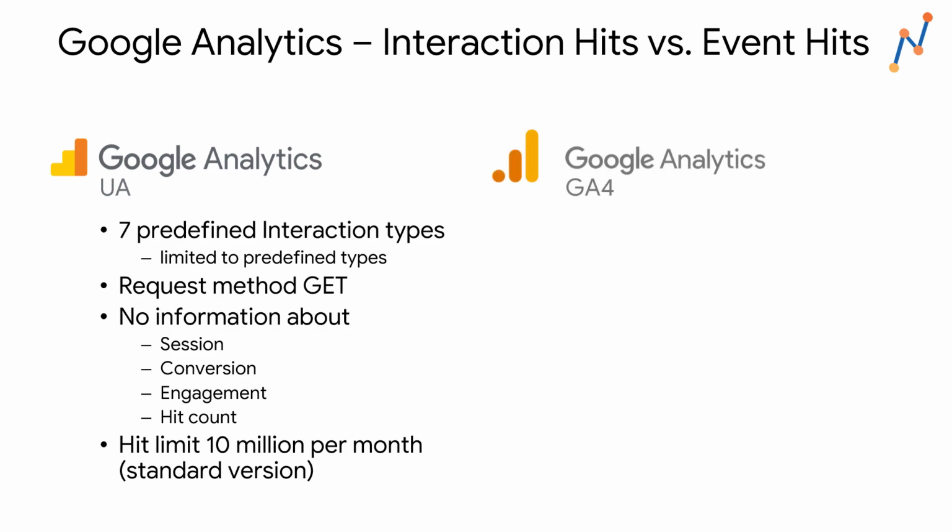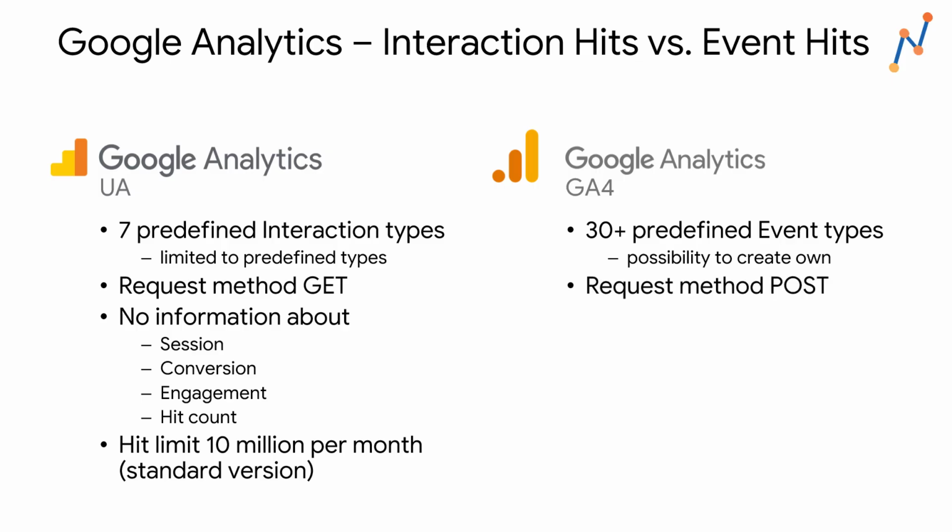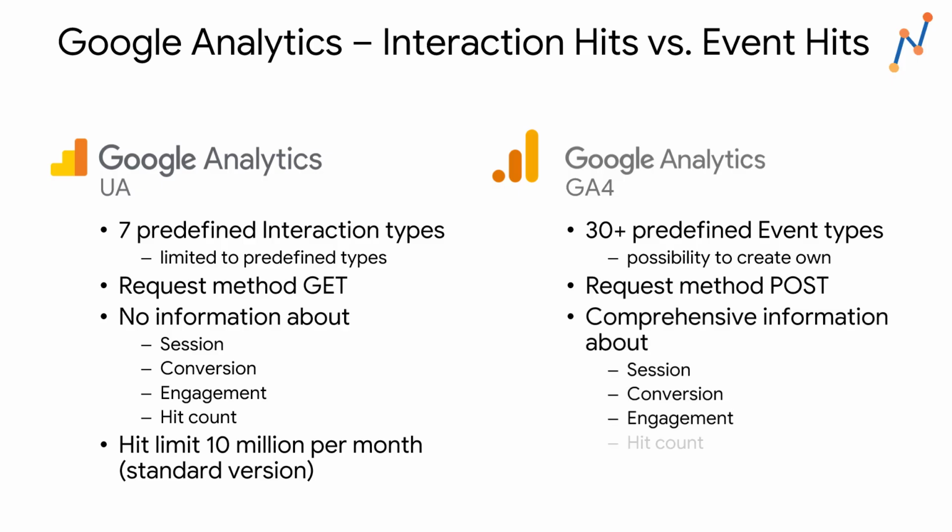GA4, on the other hand, has more than 30 predefined event types, and you are eligible to also create your own events. Those event hits are sent to the Google Analytics endpoint by using the POST method, and they can carry a lot of information about session, conversion, engagement, and hit count. And last but not least, in GA4 there's no hit limit, which basically enables you to send as many event hits to the Google Analytics endpoint as you wish.